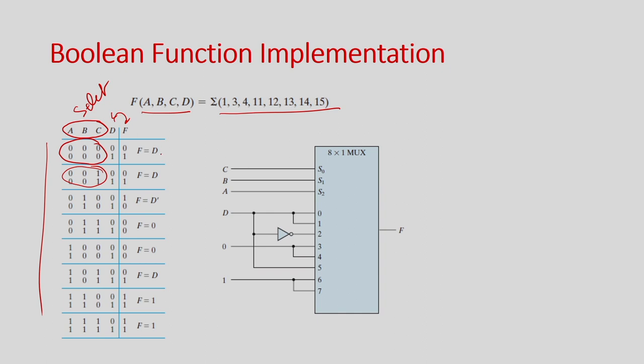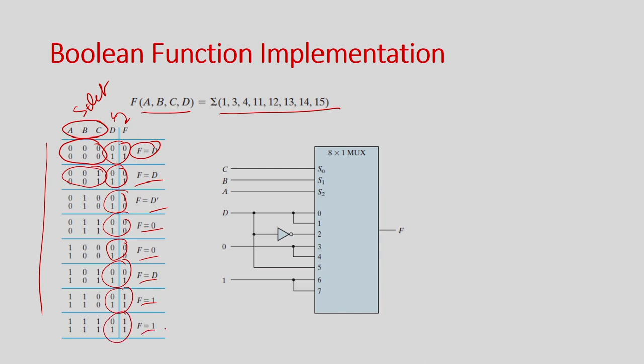Right. Here I can see it is F equal to D. Here I can also see it is F equal to D. In this combination, I see it is basically F equal to D bar. Here I am seeing it is F equal to 0. Here also F equal to 0. Here also F equal to D. Here it is F equal to 1. Here also F equal to 1.